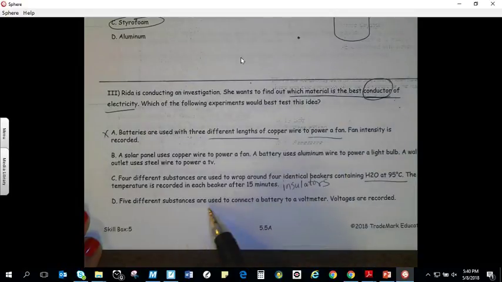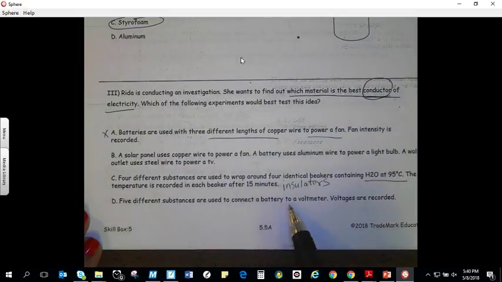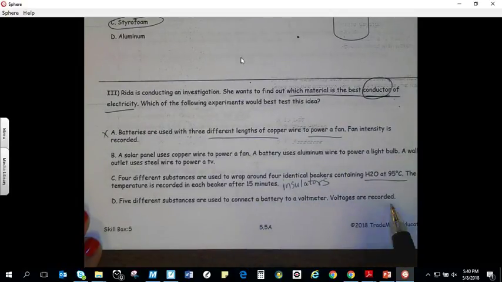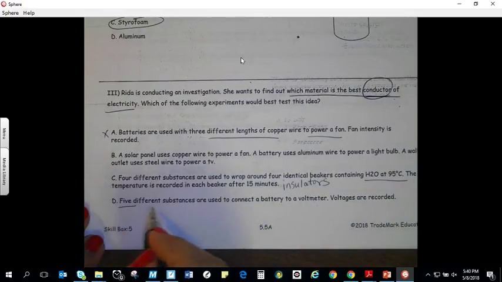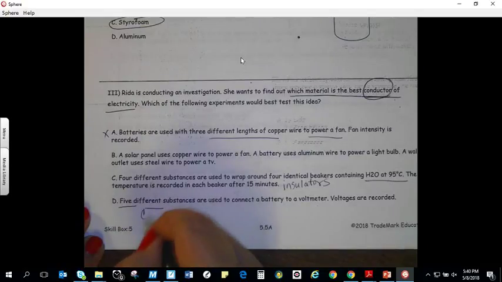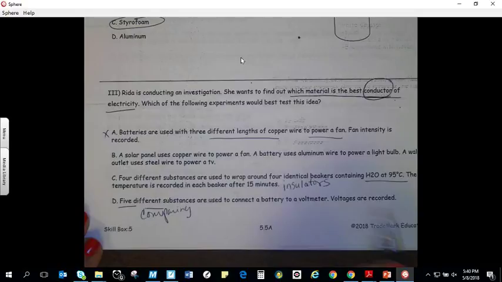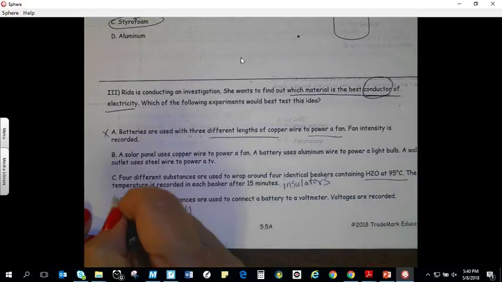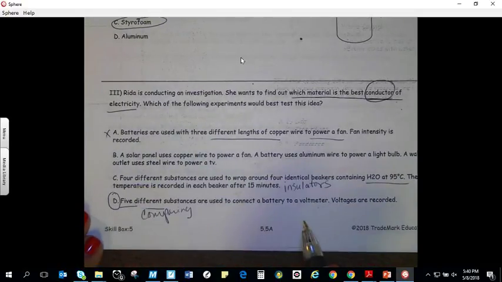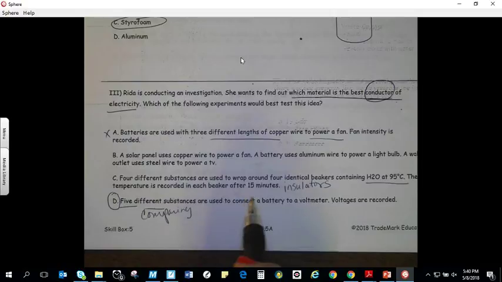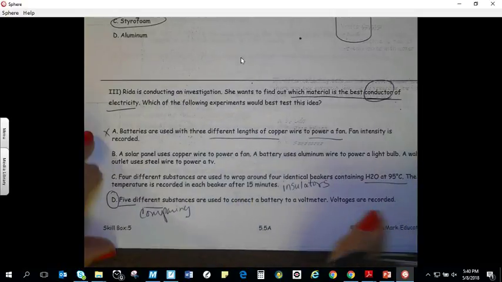5 different substances are used to connect a battery to a voltmeter. Voltages are recorded. Okay, so now we're comparing 5 different substances to see which one carries the most electricity. So the answer here is D. So do you see how I'm making marks on my questions? I need you to do the same so that your brain is able to understand what it's being asked.